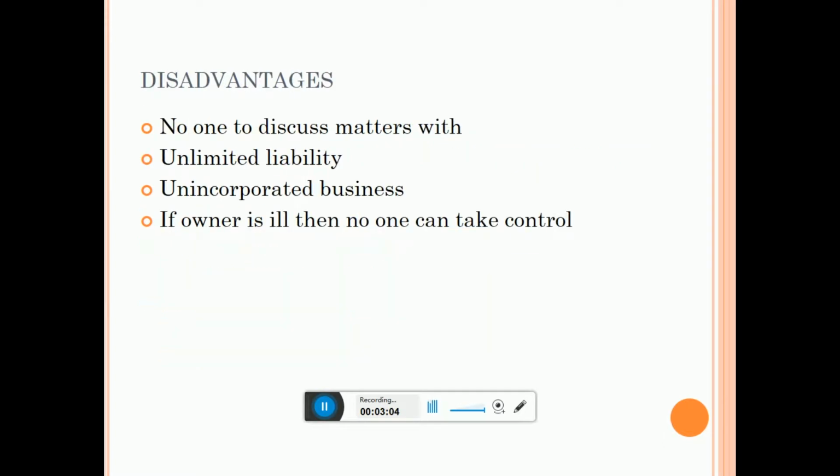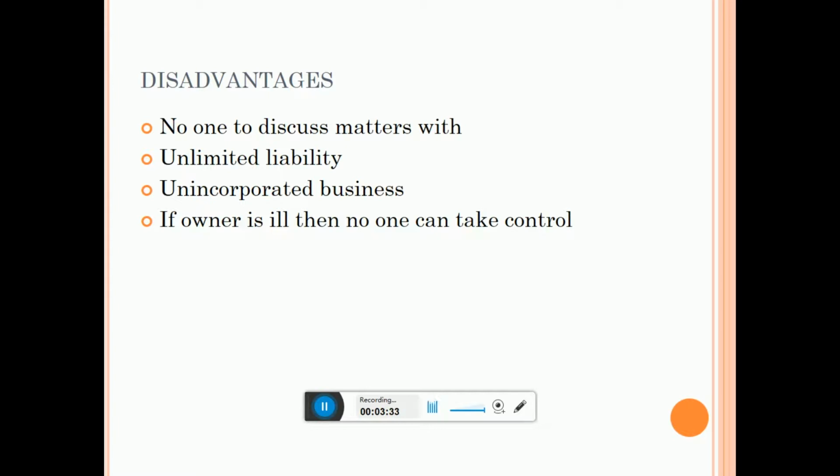Then we have disadvantages. The biggest disadvantage is no one to discuss matters with. For example, as I am the sole owner of the business, I have no one to discuss matters with. So this is the biggest disadvantage. The second is unlimited liability. Liability is a financial obligation to be settled in a future time period. It is the accounting term, liability.